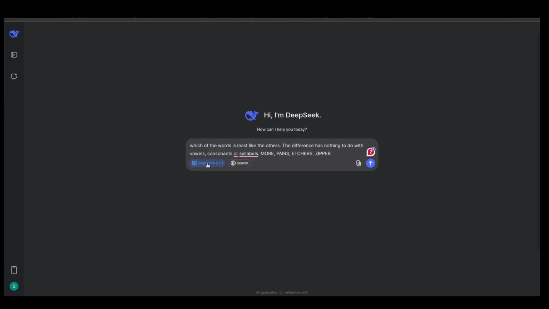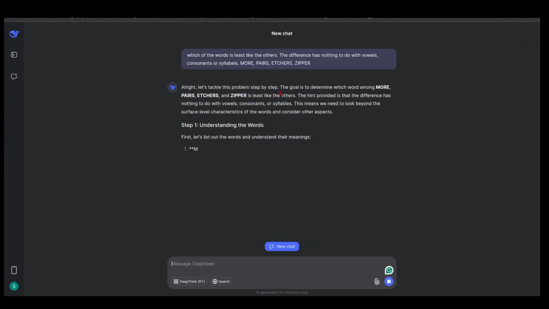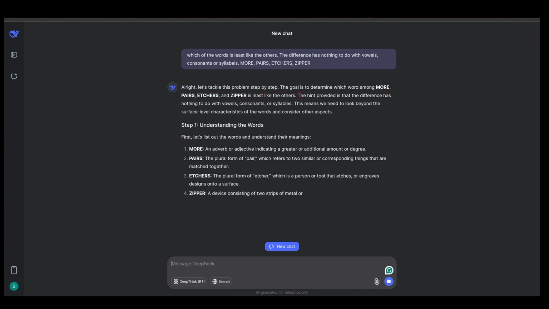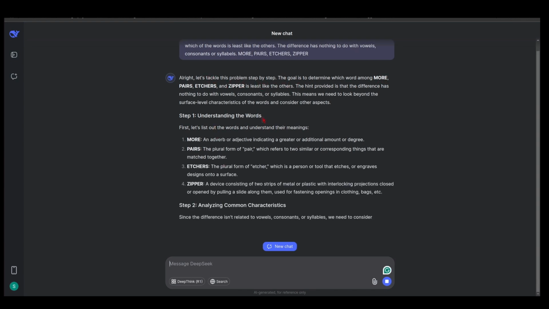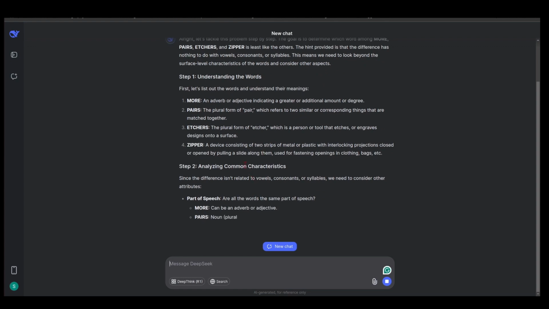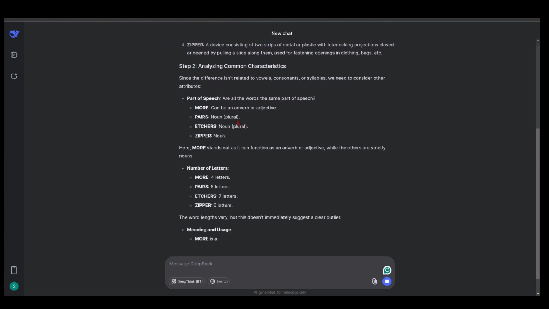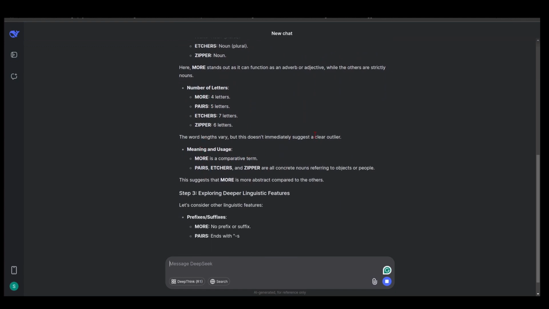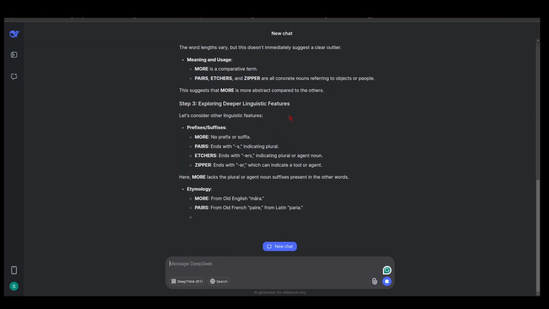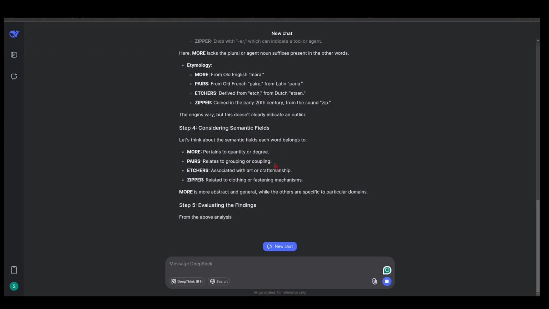This time I'm just disabling the deep think so that we don't get a bunch of text. Now let's find out how it goes. Let's tackle step by step. The goal is to determine which word among the 4 is least like the others. Then it says step 1, understanding the words. Step 2, analyzing characteristics. So it's kind of gone the bullet points way. So it says parts of speech, number of letters, meaning and usage, deeper linguistic features, considering semantic fields, conclusion.